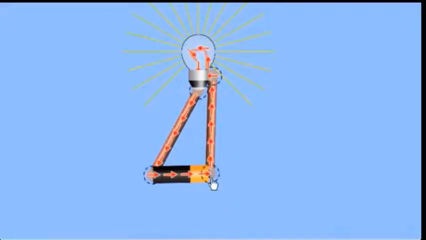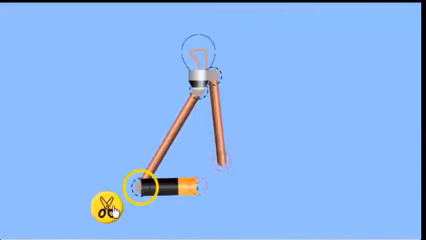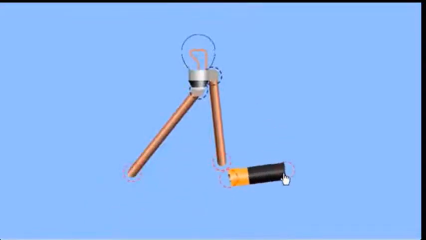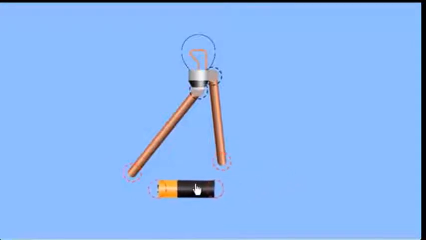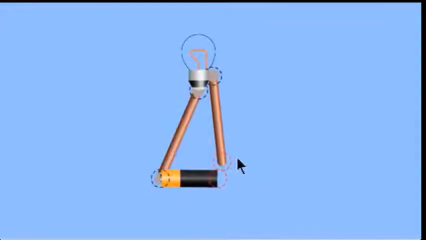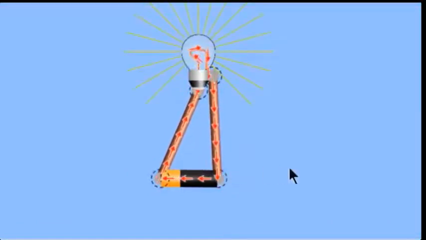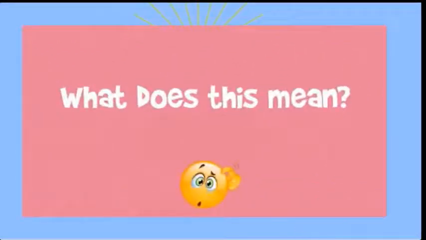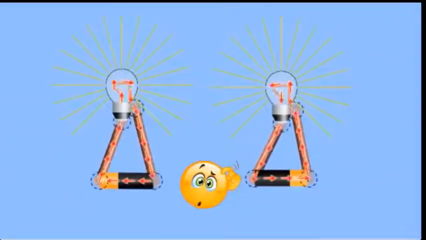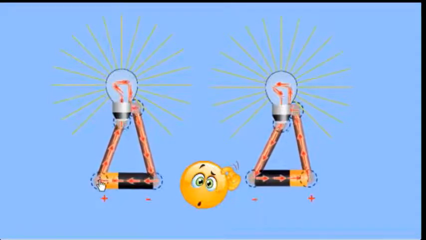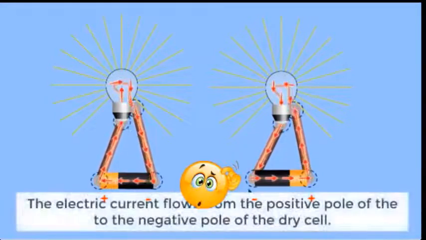I'll now reverse the dry cell and put the positive pole to this side and the negative pole to this side. What do you see? The direction of the electric current is also reversed. What does this mean? This means that the electric current moves in one direction from the positive pole of the dry cell to the negative pole of the dry cell.